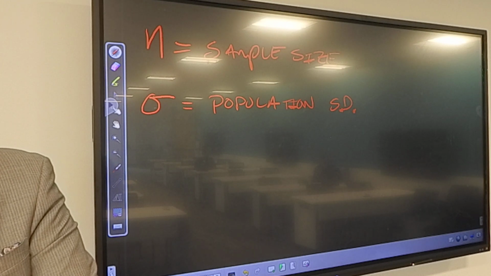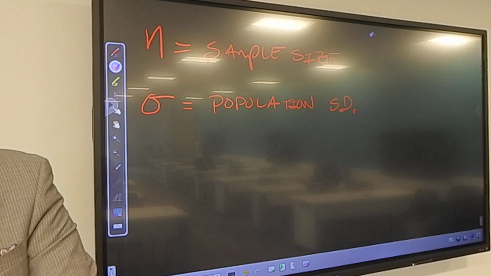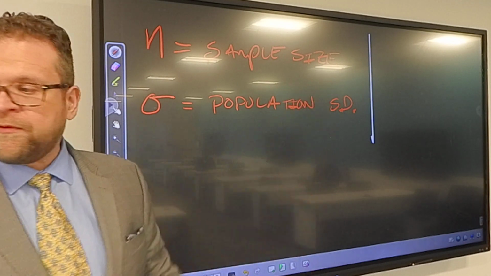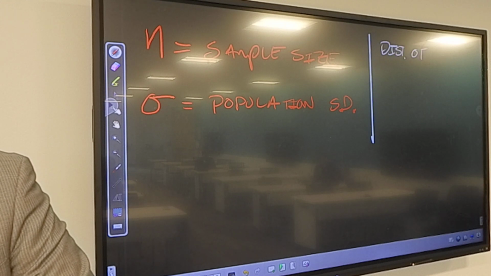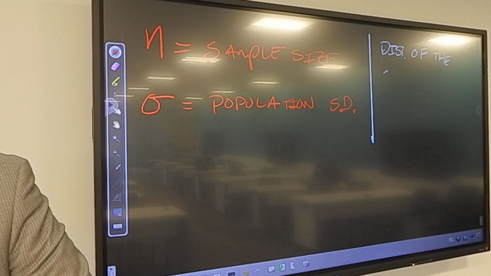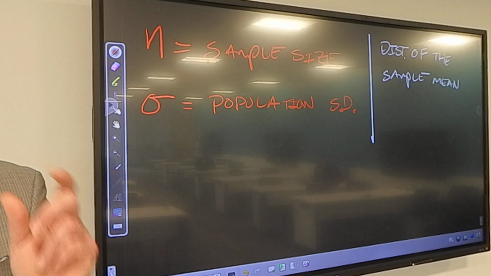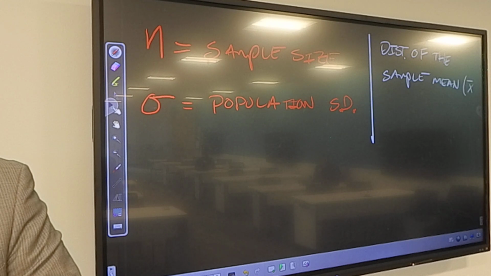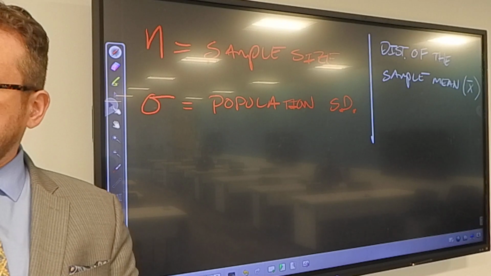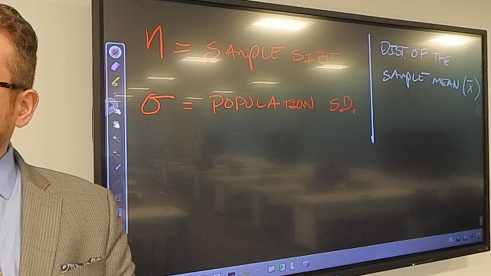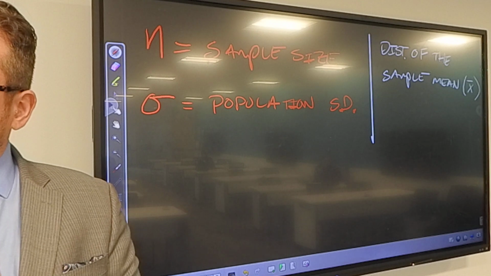Then I want to define a new distribution. And your distribution is just that smooth curve. I want to define a new distribution, which is called the distribution of the sample mean. And the symbol that we used for the sample mean was X bar. So I want to talk about, well, let me say one more thing.